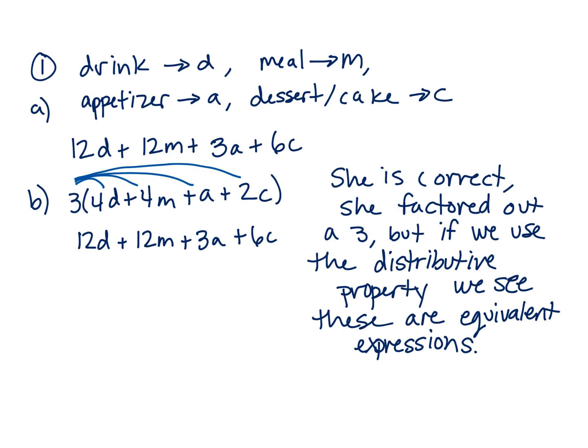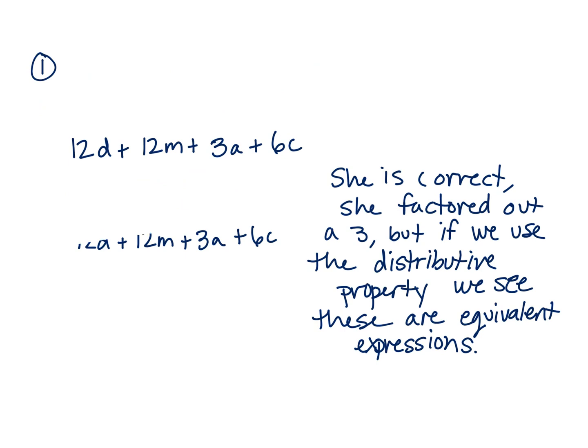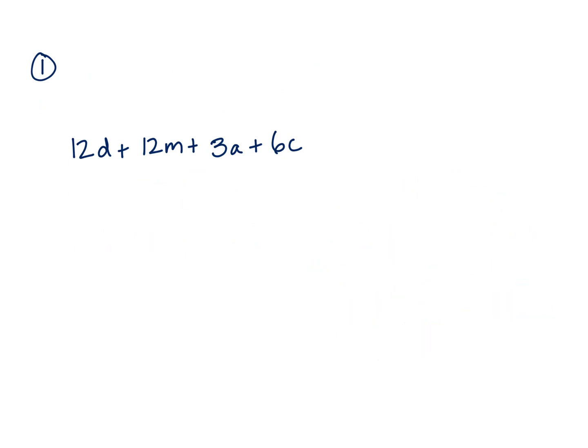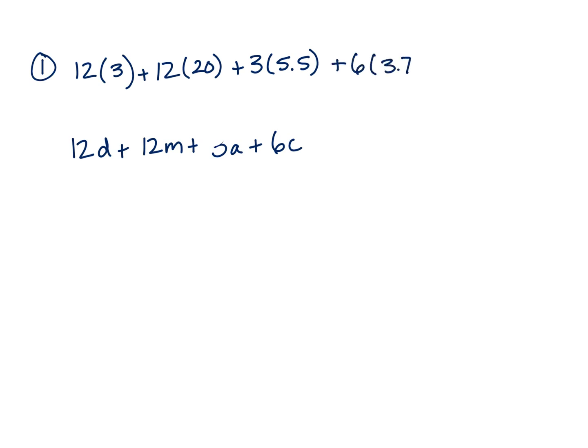In part C, we have to use the expression to determine how much these items are going to cost all together. So we are going to replace the letter D with how much the drink costs. We are going to replace the M with the amount that the meal costs, the A with how much the appetizer is, and the C for cake with how much the cake costs.